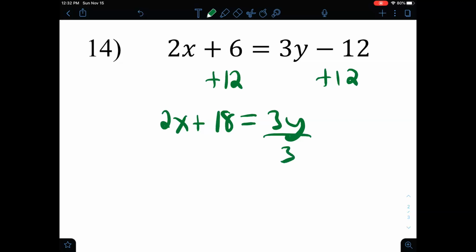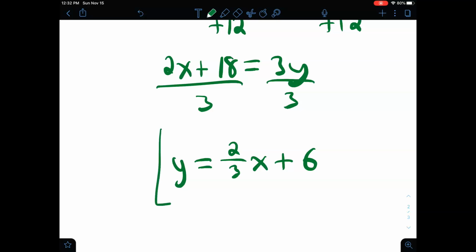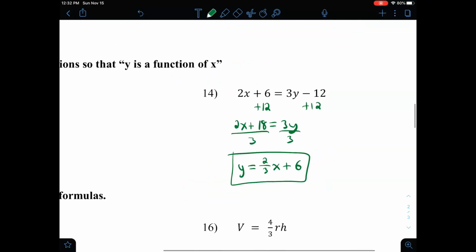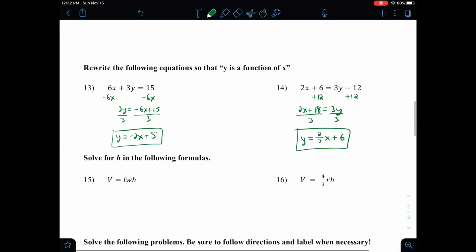What's the next step to solve for y? We need to get rid of that 3, so we're going to divide both sides by 3. And now I'm going to flip it around, put y equals. Does 2 divide by 3 nicely or no? So I'm literally going to write 2/3 x. I'm going to put the x off to the side and put 2/3 in front. Plus, what's 18 divided by 3 going to be? That's going to be 6. And now we have y as a function of x. And we have y equals 2/3 x plus 6. And there's our final answer.